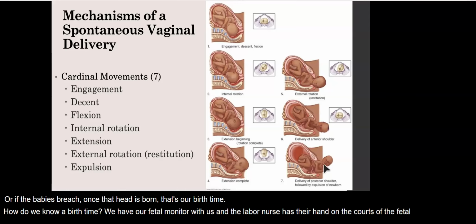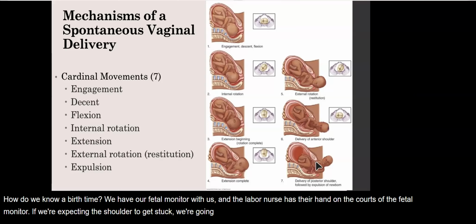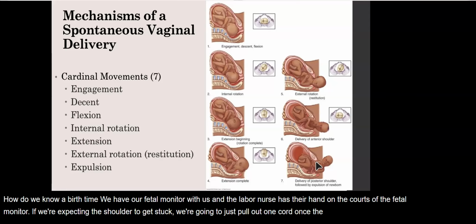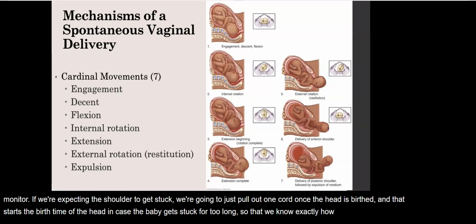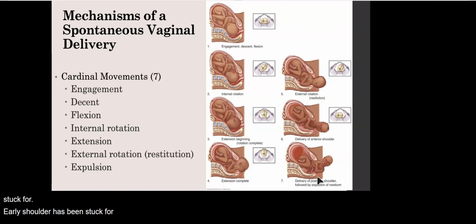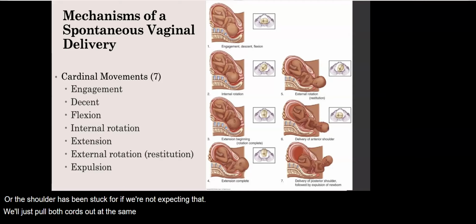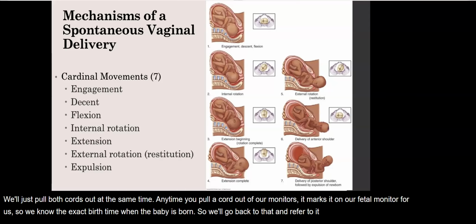If we're expecting the shoulder to get stuck, we're going to just pull out one cord once the head is birthed, and that starts the birth time of the head. In case the baby gets stuck for too long, so that we know exactly how long that head has been stuck for, or the shoulder has been stuck for. If we're not expecting that, we'll just pull both cords out at the same time. Anytime you pull a cord out of our monitors, it marks it on our fetal monitor for us, so we know the exact birth time when the baby is born. So we'll go back to that and refer to it later on.